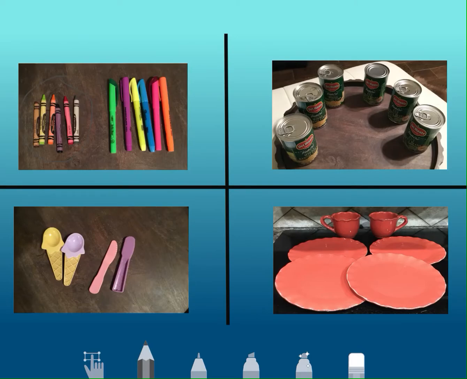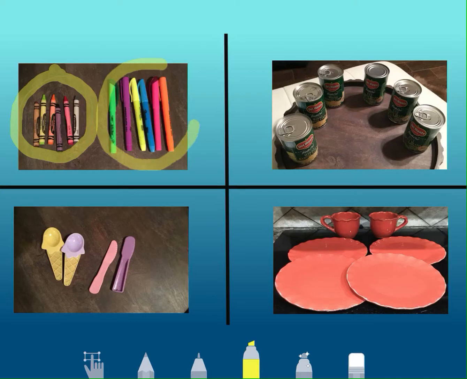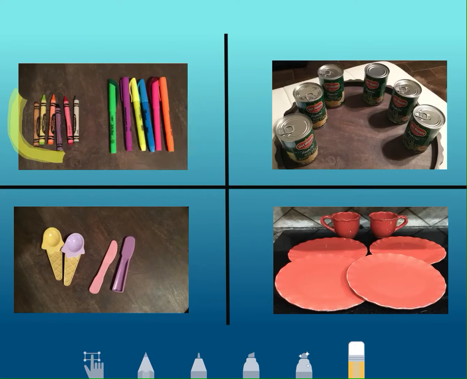So we are going to look at this group of crayons. Here's one group of crayons. And here's one group of highlighters. Okay? So there's 2 groups of objects. There's a group of crayons and a group of markers. I'm going to erase that. I just wanted you to see that there were 2 groups of objects. Okay, so we are going to take a look at that group of objects to see if they are equal.